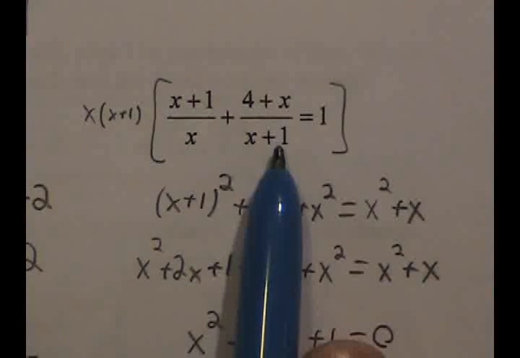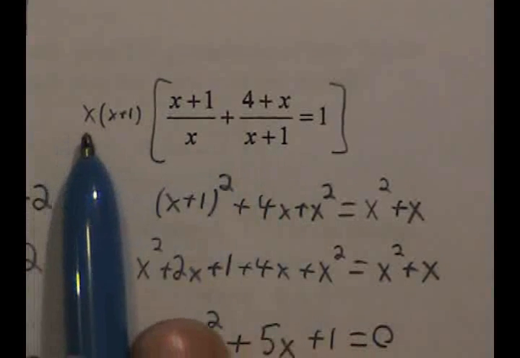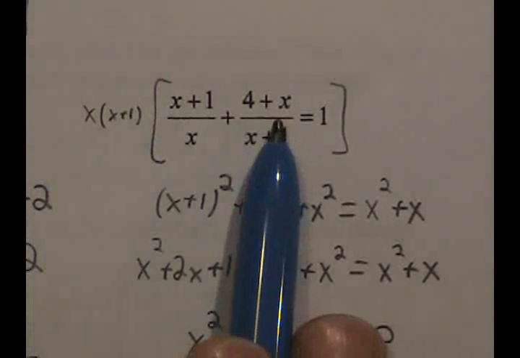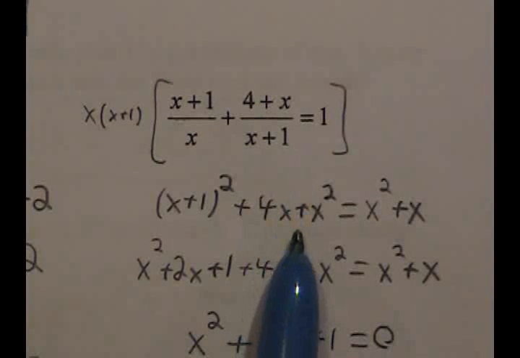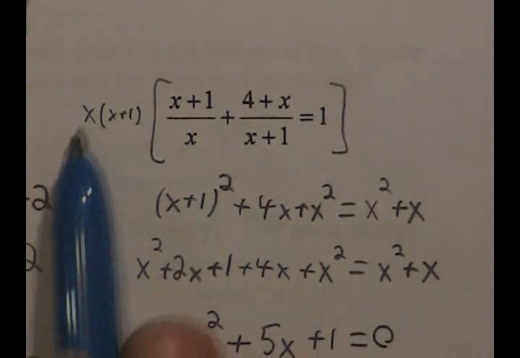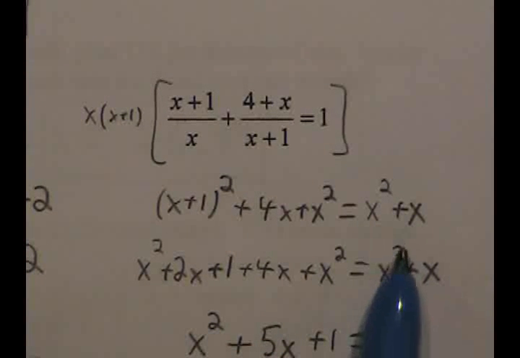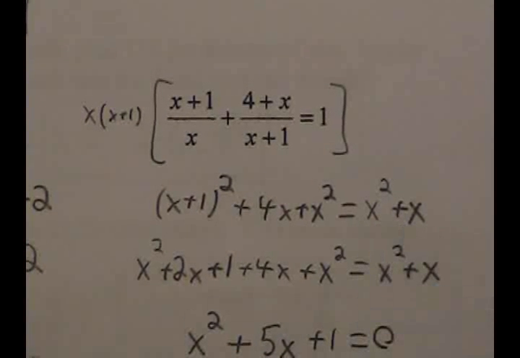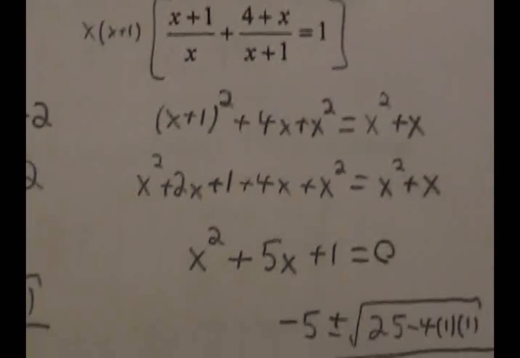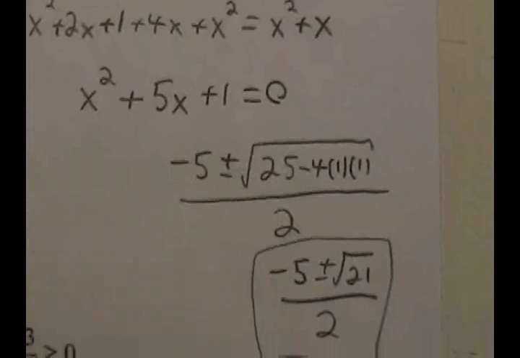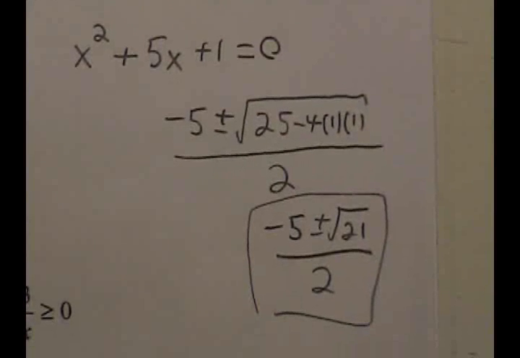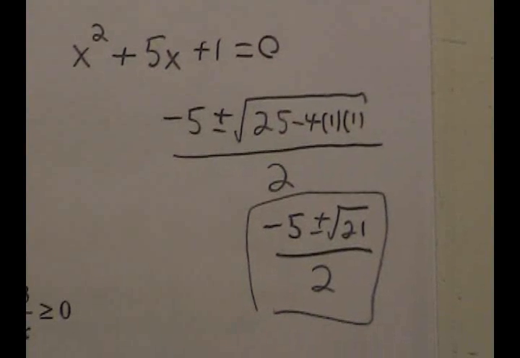In the second one, the x plus 1's cancel, and you're left with x times the 4 plus x, which gives you that. But you don't forget to do it to the other side also, so the 1 works like that. And after it's all on one line, you're just going to want to do the regular thing, take everything to one side, try to factor it. If it doesn't factor, go with the quadratic formula, and that's what you get for that.